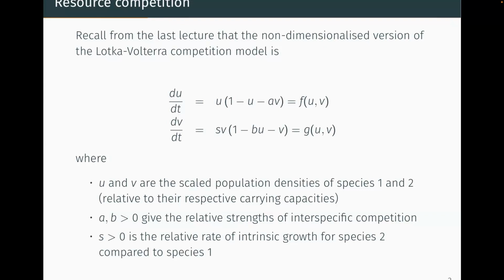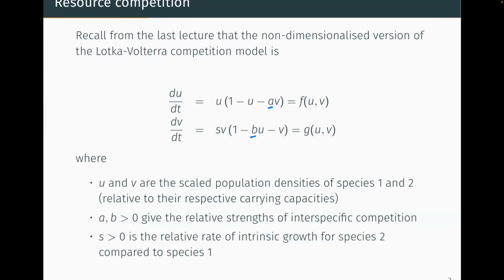We've managed to simplify down our competition coefficients as well. So we actually just have 3 parameters in this model. We have this S, which tells us about the relative rate of intrinsic growth of species 2 relative to species 1. And then we have these competition coefficients A and B. They give the relative strength of interspecific competition, so interspecific between species, as opposed to intraspecific, which is within a species.